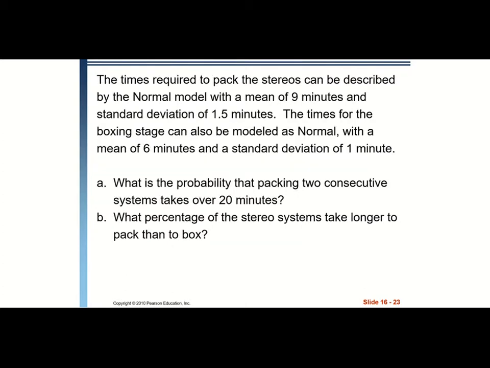So here we're looking at a company that's packing and boxing stereos. The packing process is modeled normally with a mean of 9 minutes and a standard deviation of 1.5 minutes. The boxing process has a mean of 6 minutes and a standard deviation of 1 minute. First, we want to find the probability that packing 2 consecutive systems takes over 20 minutes. And then next, find the percentage of stereo systems that take longer to pack than to box.